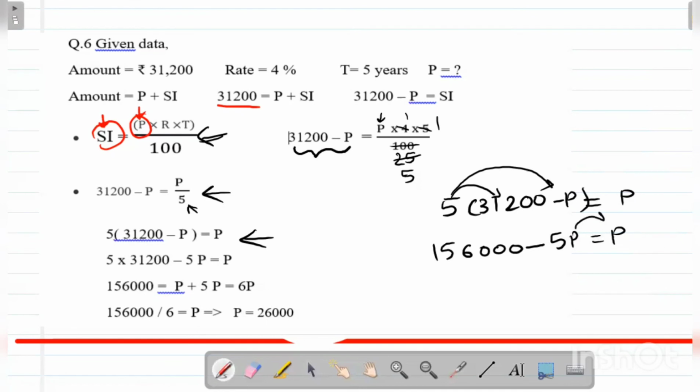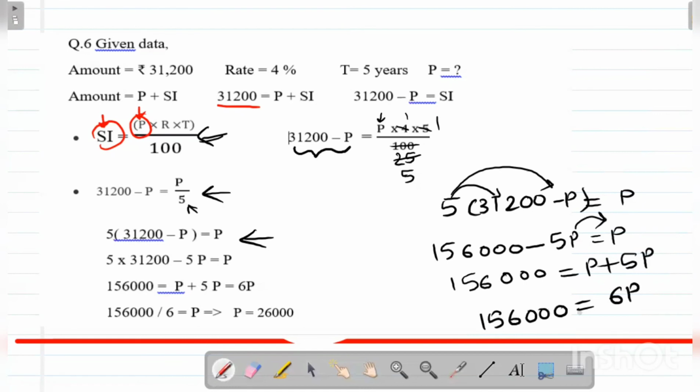Now shift this variable to that side. Variable terms should be on one side and non-variable terms should be on the other side. So this is 156,000 is equal to P plus 5P. P plus 5P is nothing but 6P, and this is 156,000. Now this 6 is in multiplication. When I shift it here, it will go into division. So we divide 156,000 by 6, and after the division, we get the principal as 26,000.